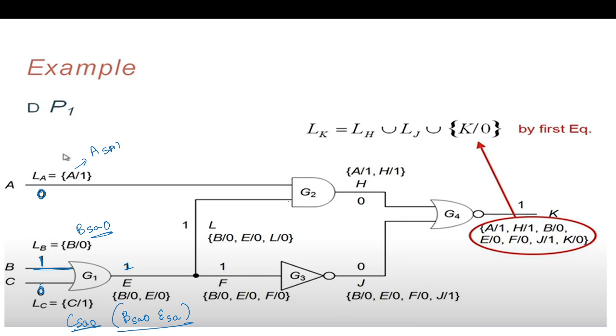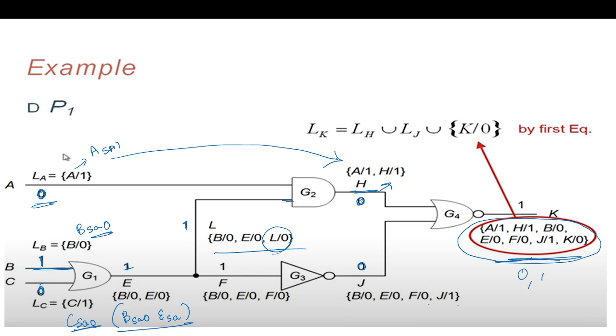Now let's come to this portion. It is 1, so this can detect L stuck at 0. This is a controlling value, so only this fault can be propagated. This will be masked. Next H, which is 0, so H stuck at 1. Next, this is a non-controlling value, so both these faults we can obtain at the output. So it should be the union, both A, H and B, E, F and J. So these are the faults which will be detected by this pattern 0, 1, 0.